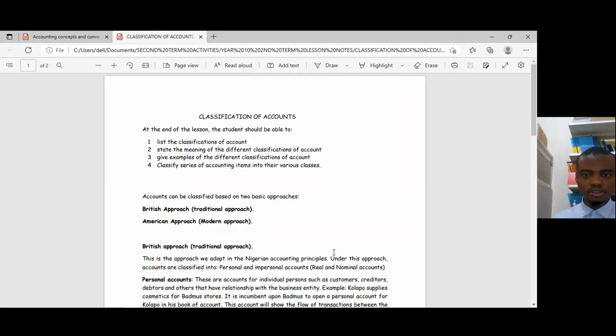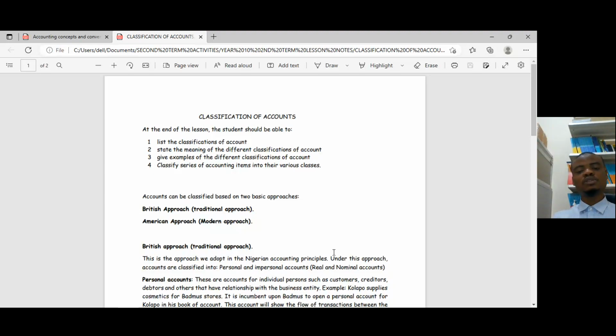At the end of the lesson, students should be able to list the classification of accounts. That's the first learning objective. The second learning objective is to state the meaning of different classification of accounts. Third one is to give examples of different classification of accounts and classify a series of accounting items into their various classes.